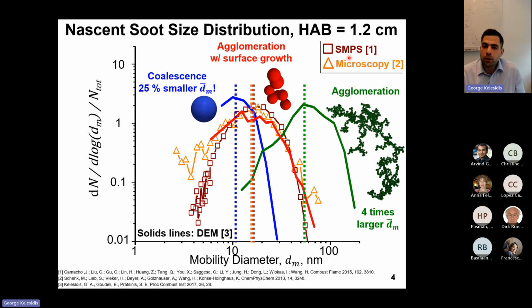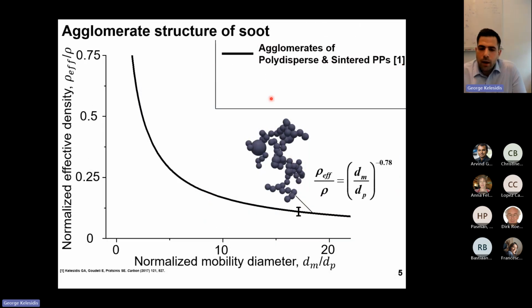Now next we wanted to quantify this ramified morphology of soot aggregates and agglomerates. And typically, the common parameter that is used to quantify the agglomerate and aggregate structure of soot is the effective density. So over here on the y-axis, I'm presenting the normalized effective density obtained as a function of the normalized mobility diameter. The mobility diameter is normalized, divided by the mean diameter of the primary particles that make up this agglomerate, while the effective density is normalized by the soot bulk density.